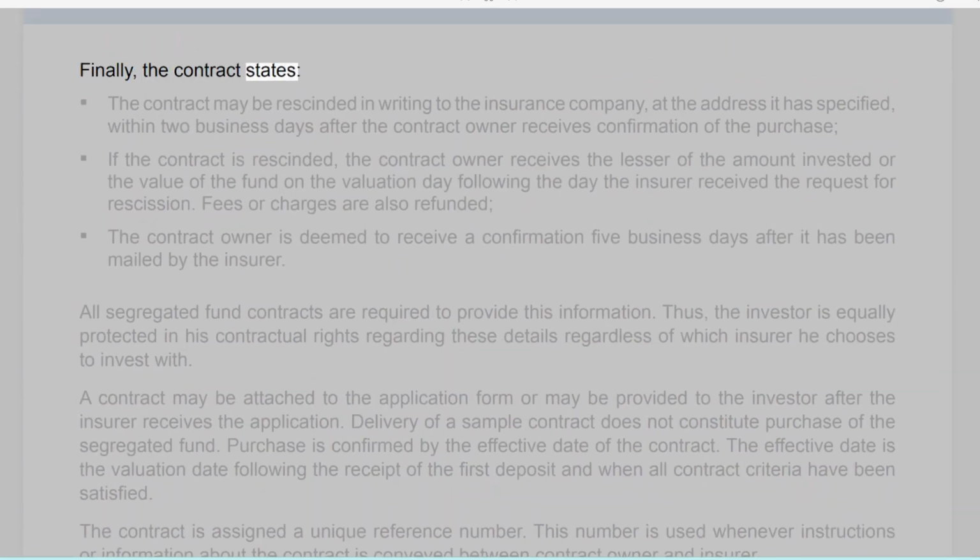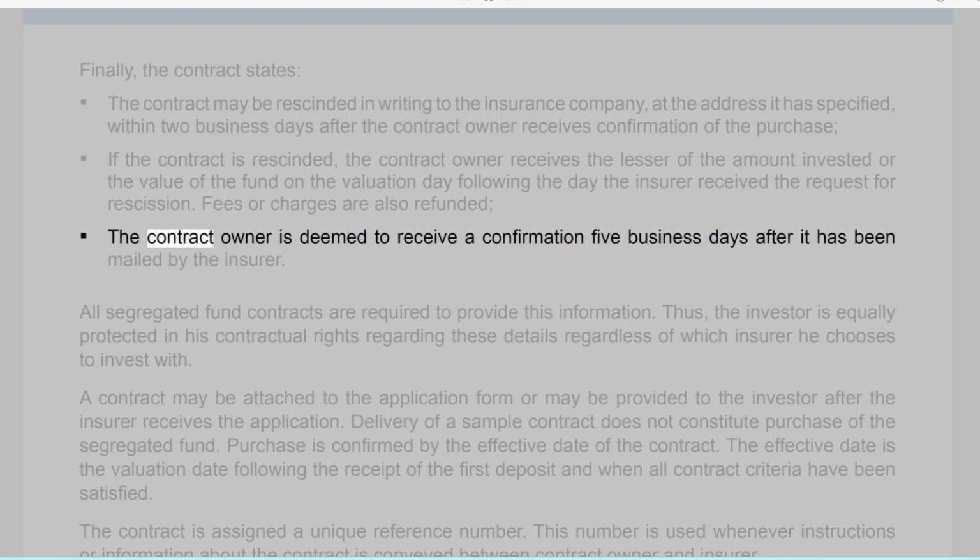Finally, the contract states: the contract may be rescinded in writing to the insurance company, at the address it has specified, within 2 business days after the contract owner receives confirmation of the purchase. If the contract is rescinded, the contract owner receives the lesser of the amount invested or the value of the fund on the valuation day following the day the insurer received the request for rescission. Fees or charges are also refunded.